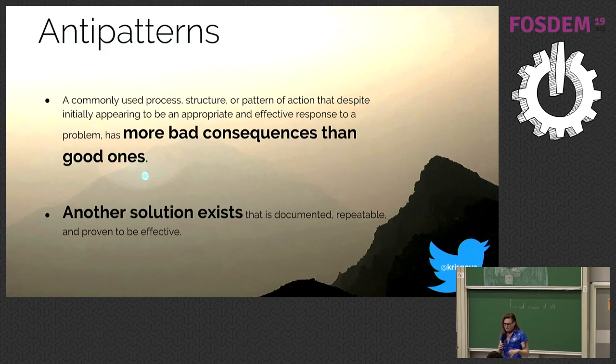But I'm just going to read really quick. A commonly used process, structure, or pattern of action that, despite initially appearing to be an appropriate and effective response to a problem, has more bad or more negative consequences than good ones. In other words, it looks like it solves the problem, but it actually creates more negative consequences along the way. And this is the second bit of criteria here. In order for it to be a true anti-pattern, another solution has to exist. In other words, there has to be some other path that already exists without us spending any engineering hours to go and actually undo this thing that we thought was going to do good that ended up doing bad for us along the way. So that's what an anti-pattern is.